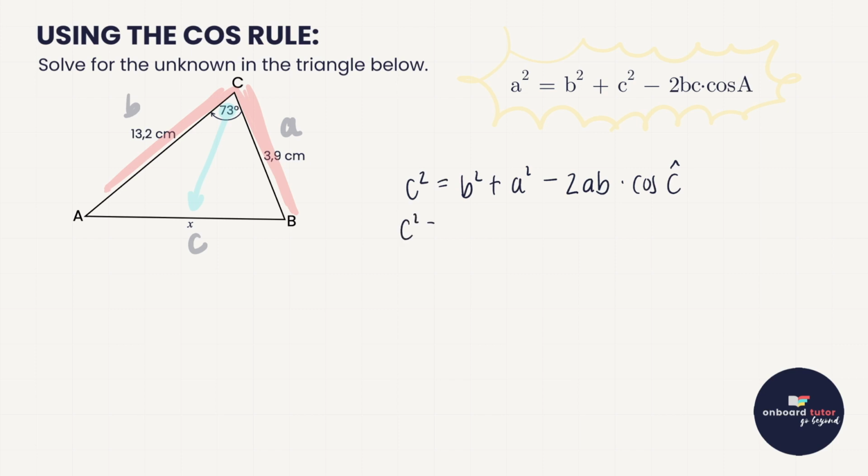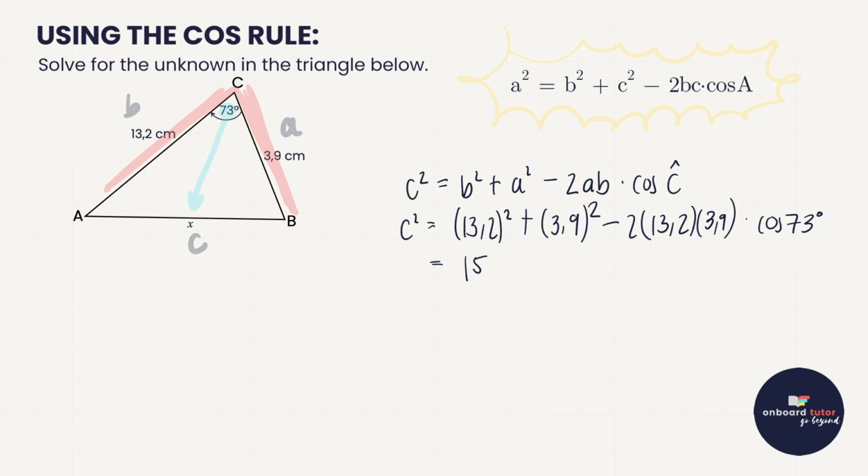And now I can substitute in what I've got. C squared is equal to, in the place of B, 13,2, in the place of A, 3,9, minus 2 times those two values, times cos of 73 degrees. Let's pop that into the calculator. That gives us an answer of 159,3474. Okay, that's not the answer for C. C squared is equal to that. So let's square root both sides.